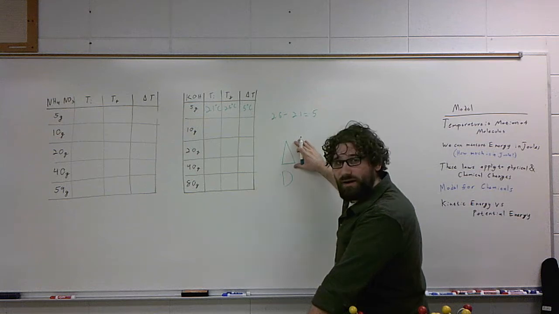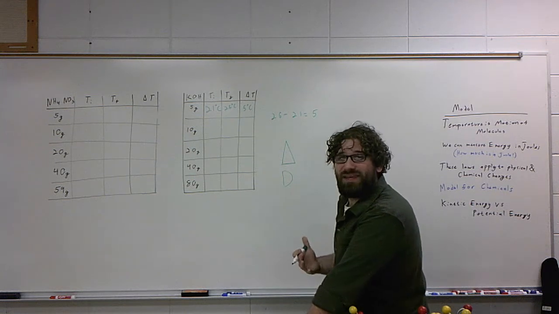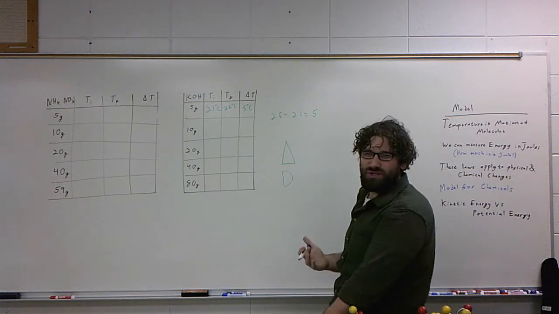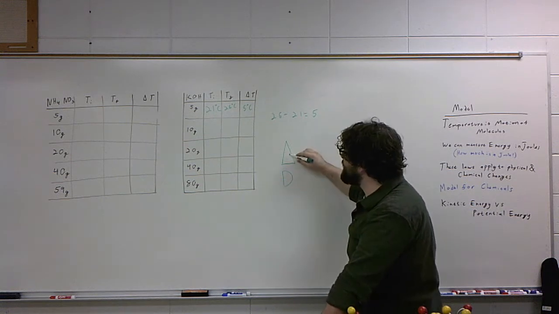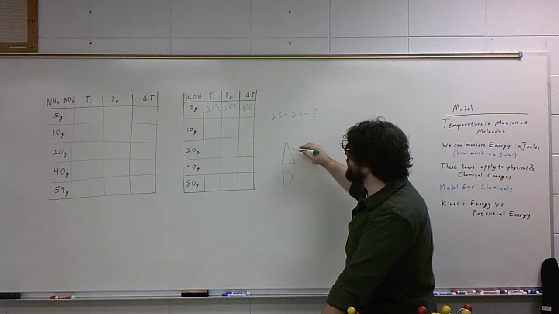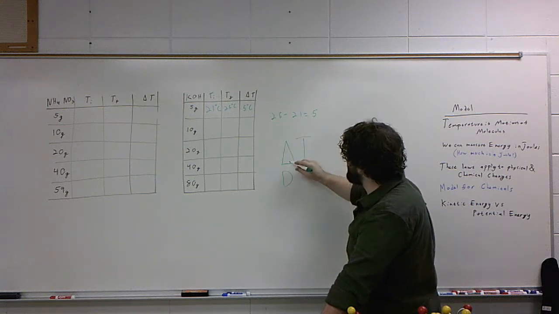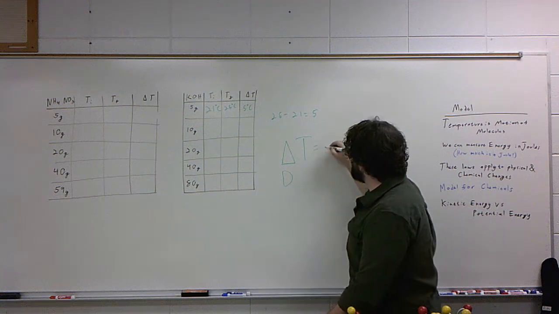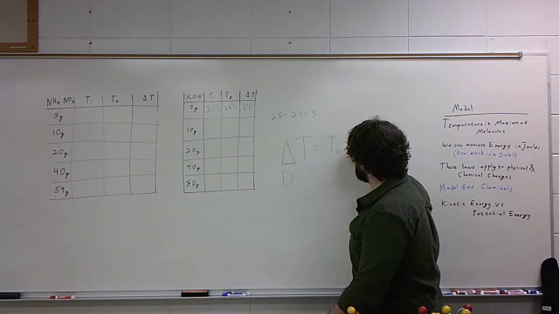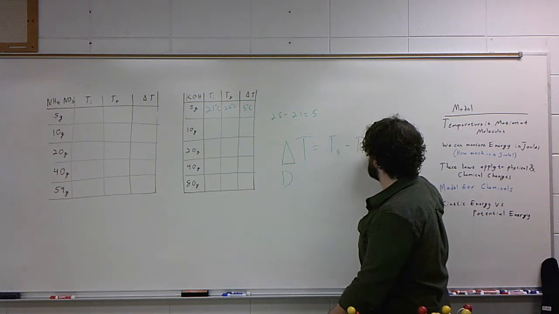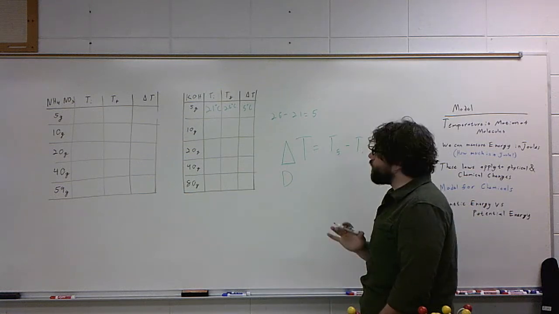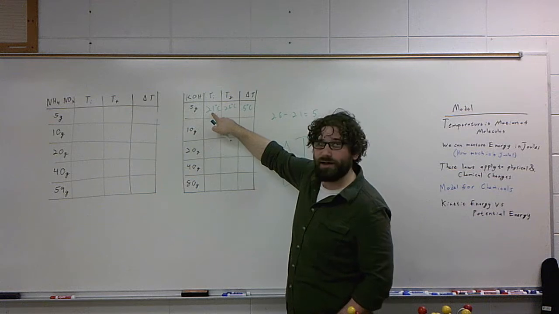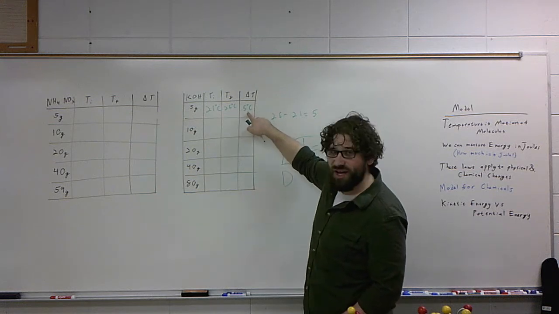This is very common in science. It's more common in higher level mathematics. You might see those junior and senior year of high school, but you're going to see this a lot in science. So delta T, this triangle T, means the change in temperature. That's always going to be the final minus the initial. Okay? Great. So in each of these, you're going to take your final temperature, subtract your initial temperature to get your change in temperature.